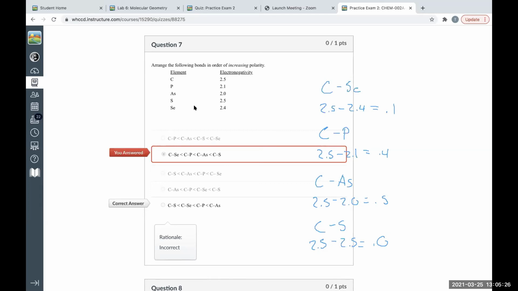So it seems that you put carbon and sulfur at the end instead of the beginning. I was trying to figure out how. Yeah, I definitely wasn't subtracting them. You could just go to each one and subtract them. Would it be smallest to biggest? If you're working in increasing polarity, you're going to start with the smallest and work up to the biggest. Sometimes they'll ask for decreasing, so you're going to start with the biggest, then work your way down.